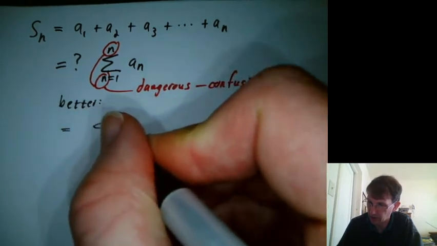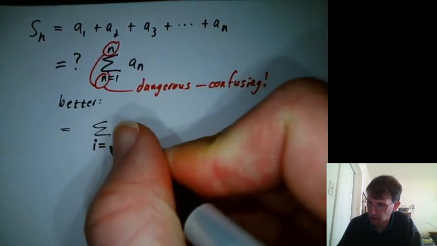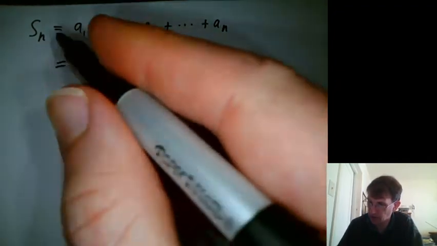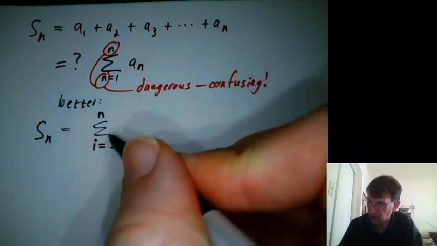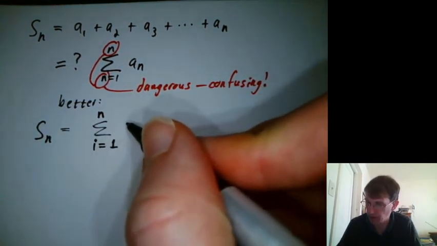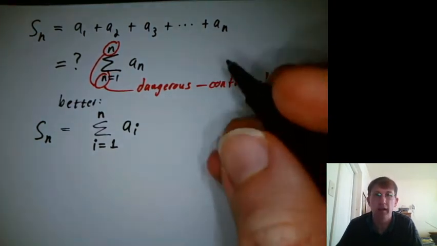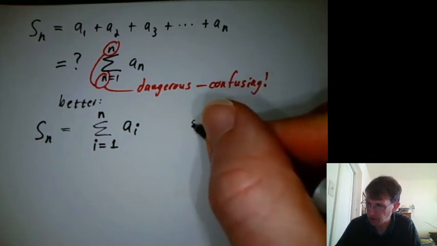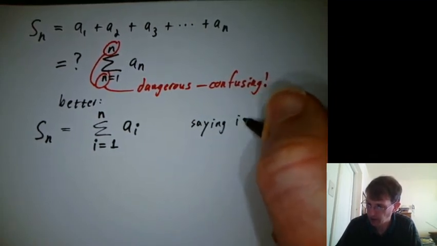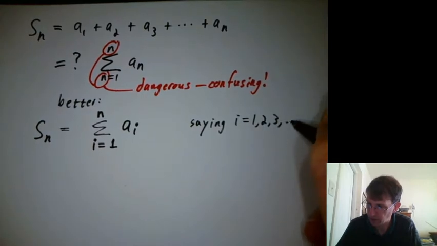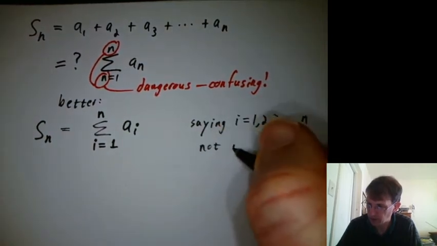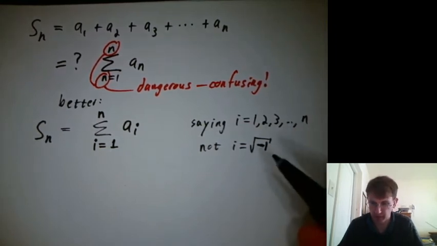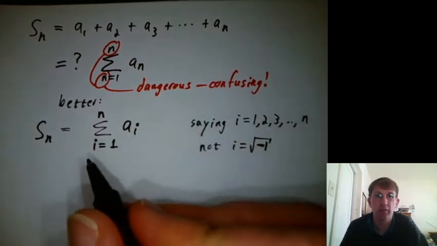So we'd say maybe the sum, another letter we like to use is I, which I think of as standing for index. So we can say the sum up to n is I equals 1 through n of a sub I. And here we don't mean I like the square root of -1, like complex numbers. So this is saying I equals 1 and then 2 and then 3 dot dot dot up to n. We're not saying I is the square root of -1 like for imaginary and complex numbers. So that's a good way of defining the partial sums.